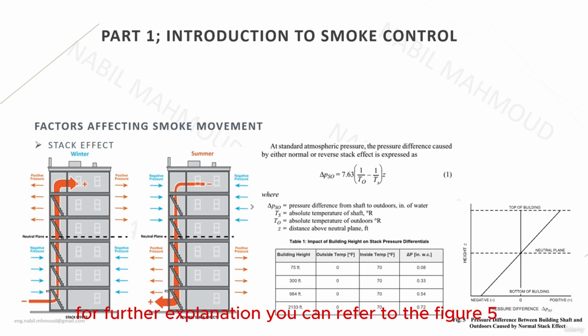Also, for further explanation, you can refer to figure 5, which is shown on the bottom right side of the screen, and it shows you the pressure difference between the building shaft or the building staircase and the outdoors, which is caused by the normal stack effect. If we refer to the figure on the left side of the screen, which is the normal stack effect, you can see the flow pattern is upwards. This means that the air will enter from the low level, reach the top level, and go out from the top level.